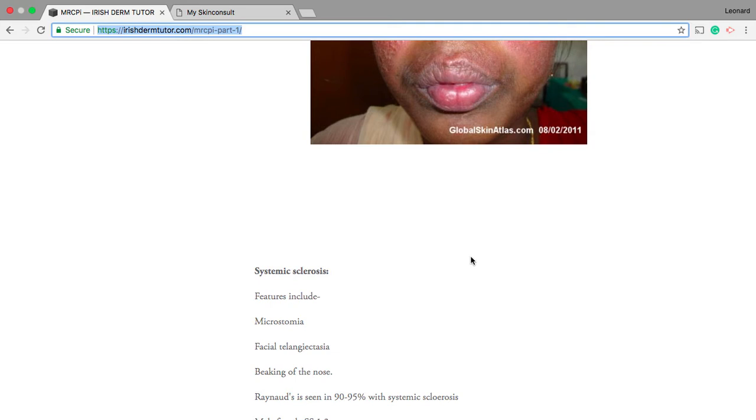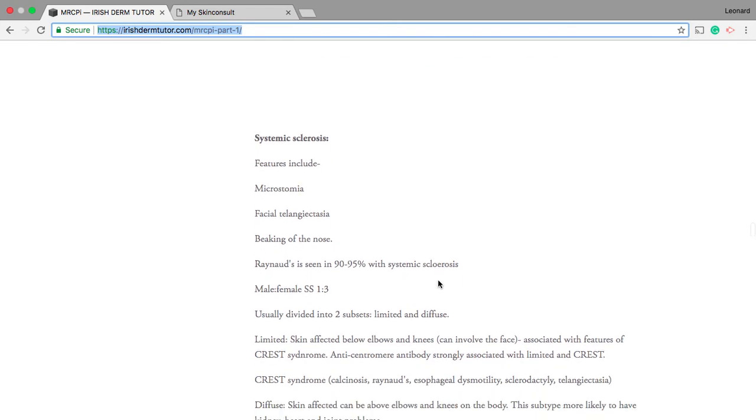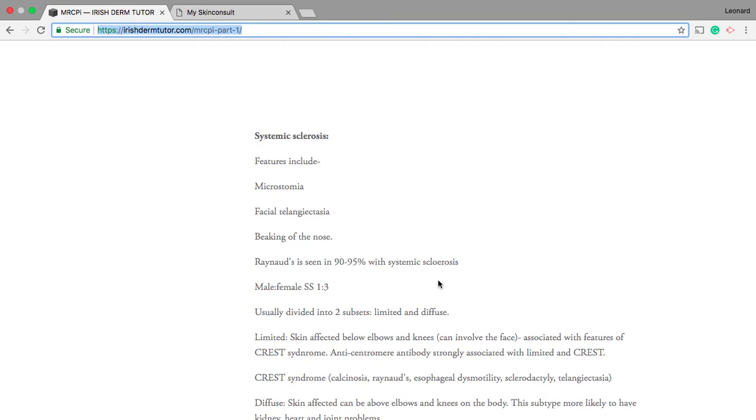Raynaud's phenomenon is also seen in about 90 to 95% of patients, and females again tend to be affected more than males. Very importantly, it can be divided into two subsets, limited and diffuse. So in the limited subtype, the skin is affected only distally to the elbows and the knees, but it can also involve the face. And it's associated with features of CREST syndrome. And anti-centromere antibody is the antibody we tend to see here, associated with limited and CREST.